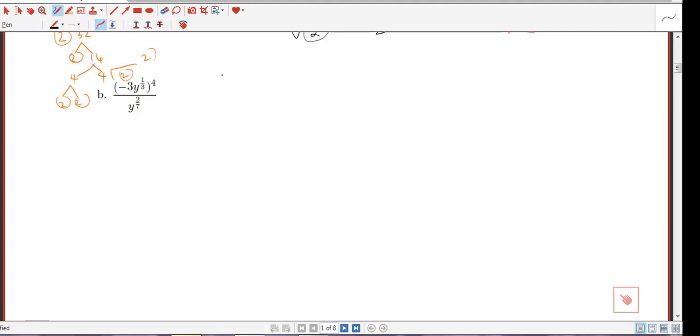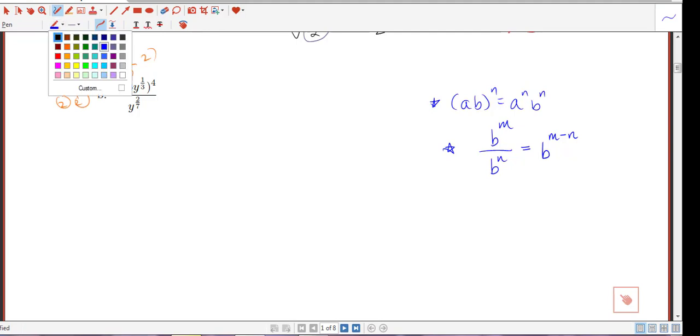All right, part B. Okay, do not be afraid. Take one step at a time. Please note this property right here. Note that if you have AB to the n, this is A to the n times B to the n. And furthermore, if you have B to the m over B to the n, this is going to be B to the m minus n. So there are two properties that you should know. Okay, so let's get started on this.